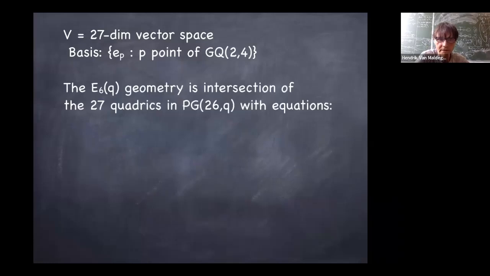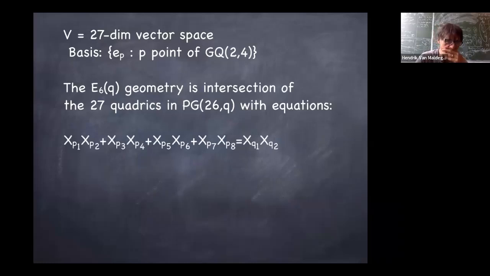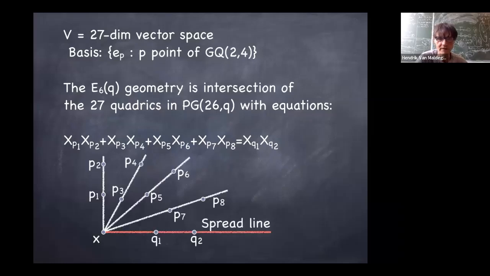So what we do is, to construct this E6 geometry, we take the intersection of 27 quadrics. And each quadric is attached to a point of that generalized quadrangle. And it has the following equation. And now I have only to tell you what are the points P1, P2, etc., how these are situated in that generalized quadrangle. Well, they are points that are collinear to a fixed point x. And since I have 26 points x, I have 26 equations. And it goes as follows.